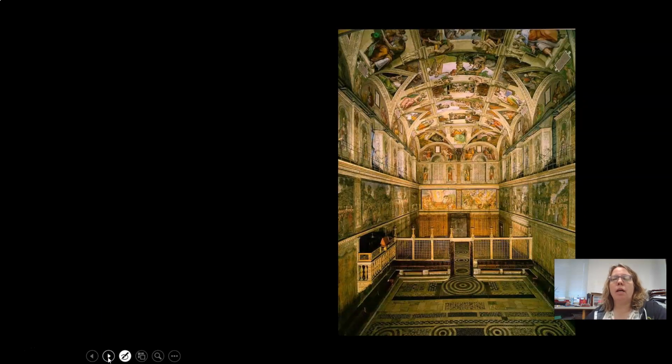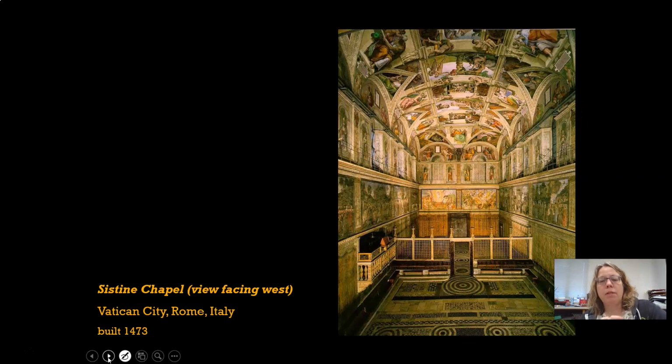All right. The Sistine Chapel, one of the most famous things from the Renaissance. It is in the Vatican City. The whole thing is painted by Michelangelo. So he spent thousands of hours lying on his back on scaffolding with a candle painting these pictures. So that is just crazy to think of.